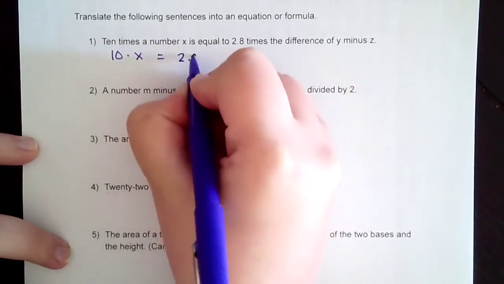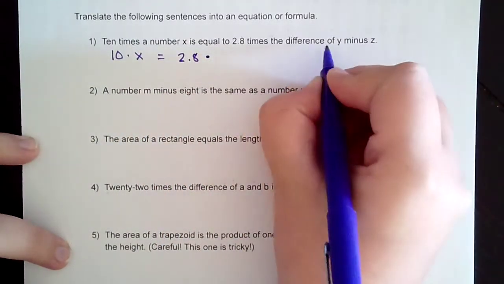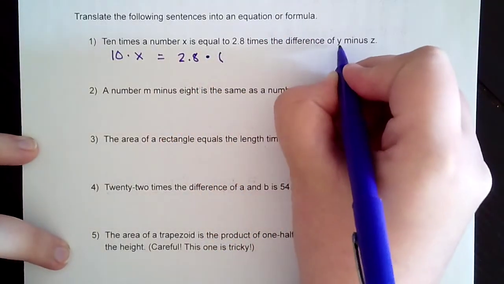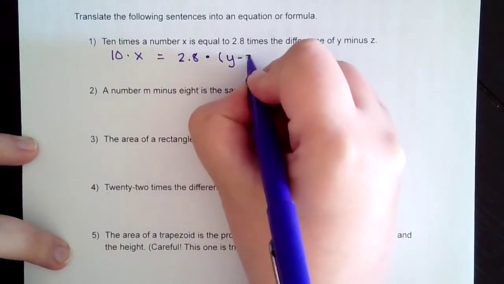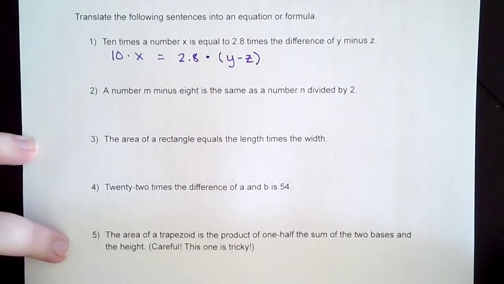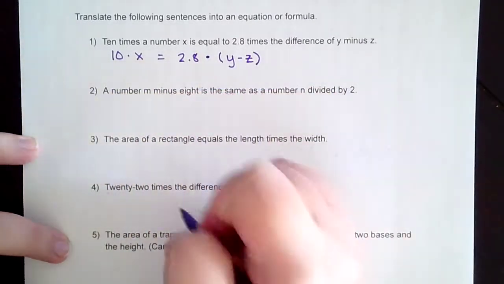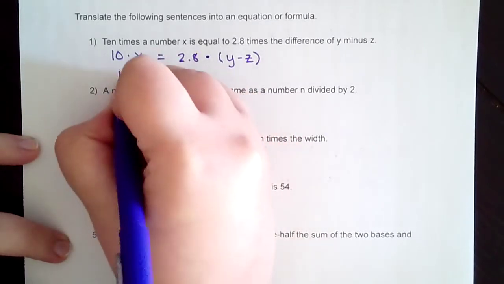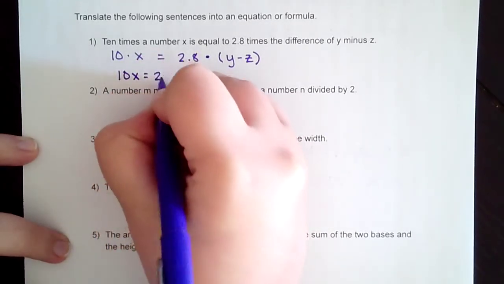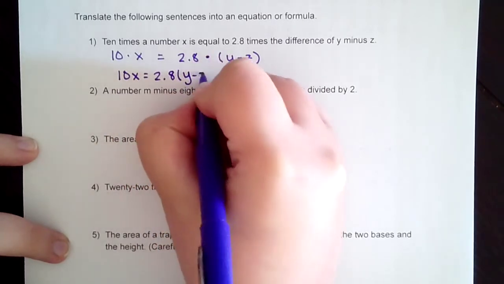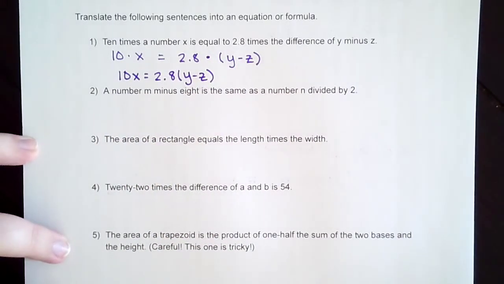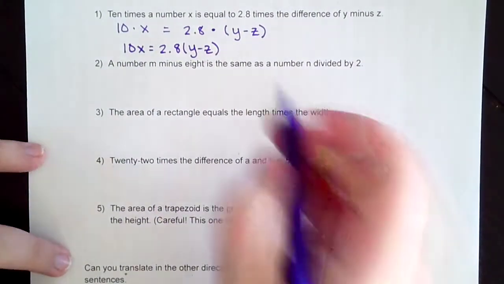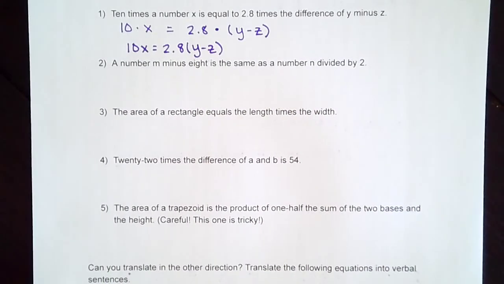2.8 times the difference, that's one of our key phrases up here, difference of y minus z. Y minus z. Now, this is great. I could leave it like that. It would technically be fine, but I'm going to clean it up a little bit and get rid of those multiplication symbols just to simplify how it looks a little bit. And there you go. I usually box my answers. In this case, because it's kind of a long one, I'm going to leave it. You can clearly tell that that's my answer, so it's okay.